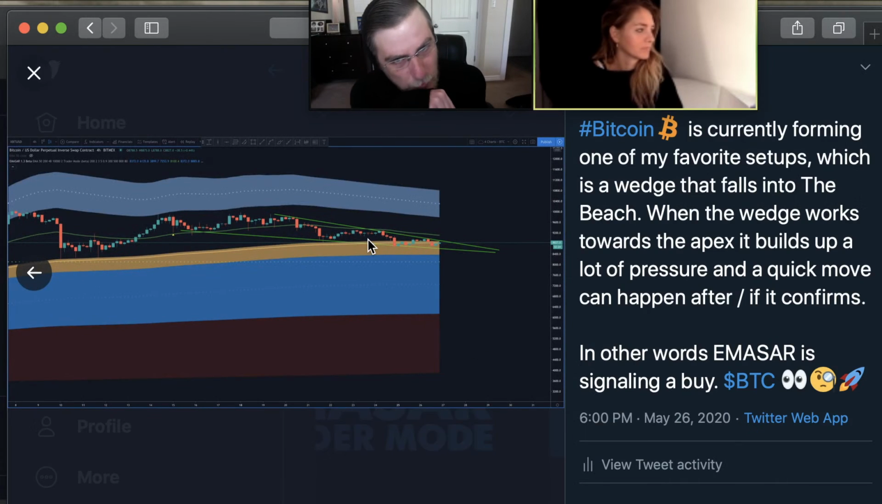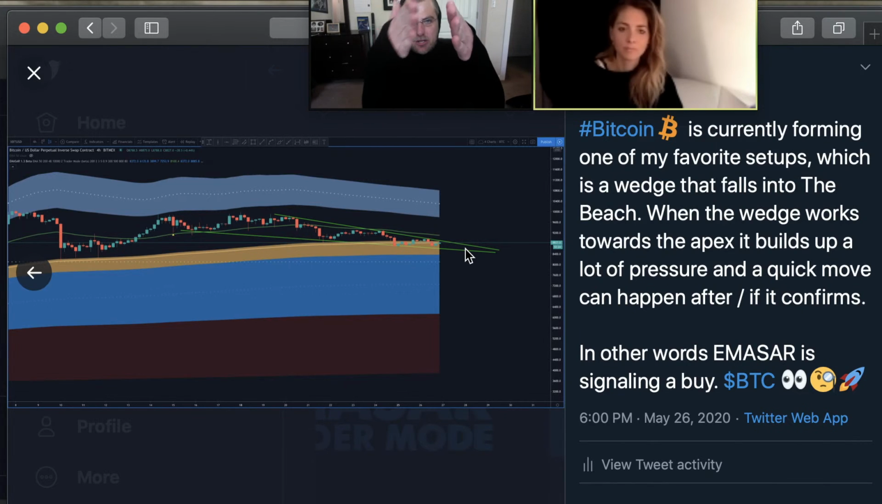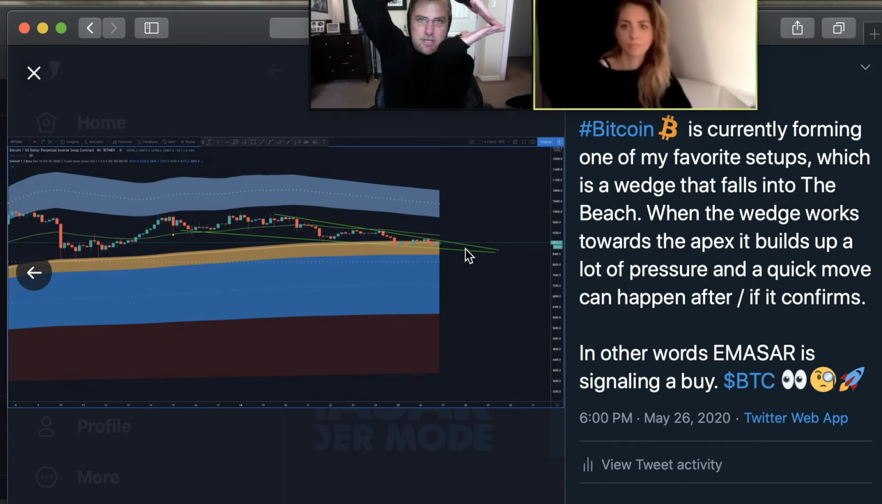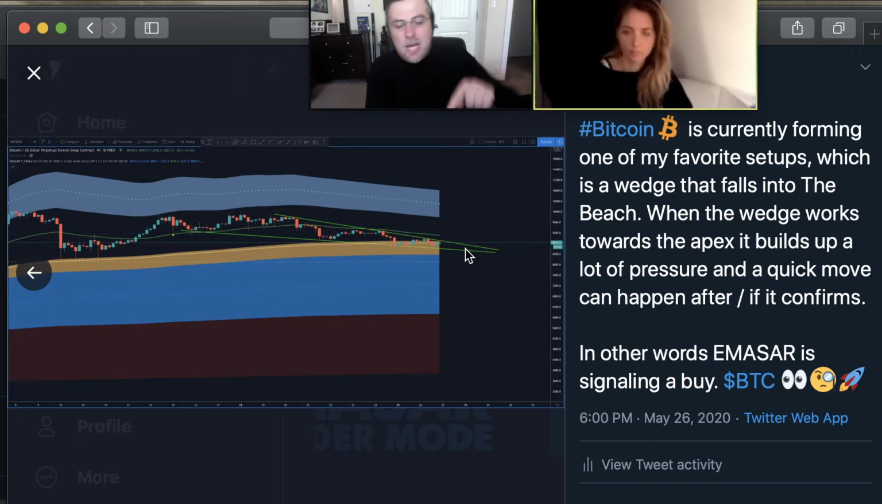So I was looking at the 4-hour as being in one of my favorite setups, where price is falling into the apex and you're getting a bullish pattern in terms of a falling wedge. And think of the falling wedge like this: as price gets closer and closer to the apex, it has smaller and smaller bounces, and it just builds more and more pressure.